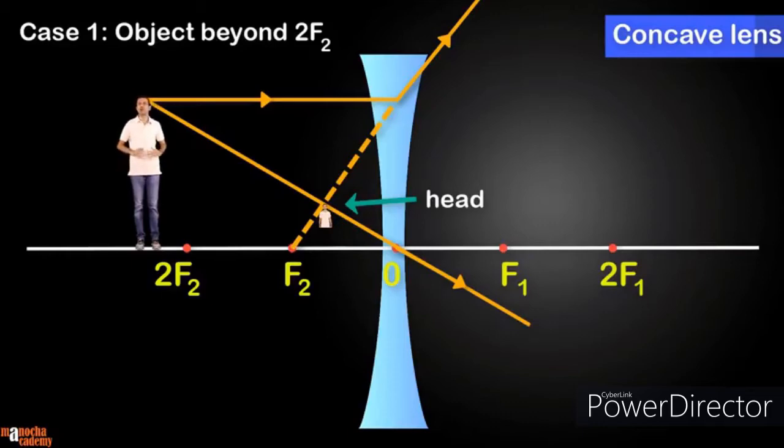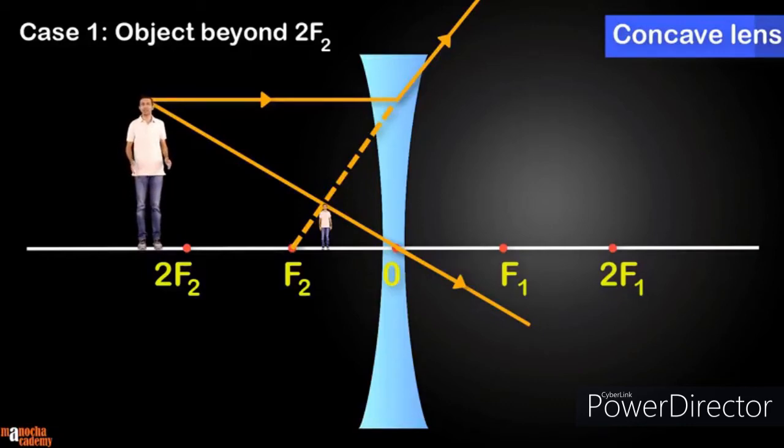We don't need to draw rays for that. You simply extend the image, that is the top of the image, to the principal axis and you get the bottom of the image. So as you can see, the image is formed between me, the object, and the concave lens. What are the properties of the image here?